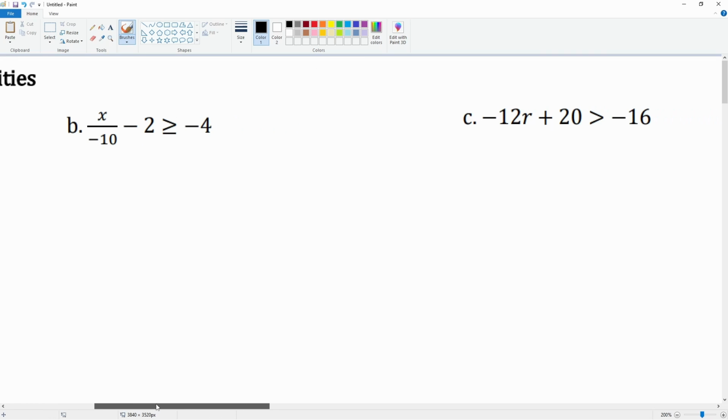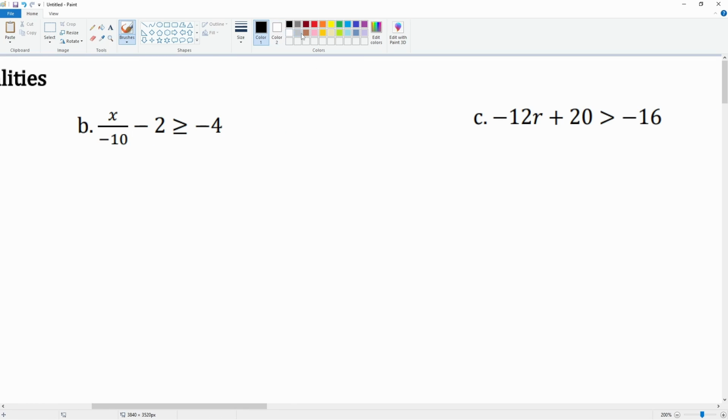All right, let's look at B here. We have x divided by negative 10, subtract 2, it is greater than or equal to negative 4. So we're trying to get the letter alone. So let's deal with this outside term first. So how do you get rid of a negative 2? We're going to add 2 to both sides. Negative 2 plus 2 does cancel, leaving you with just x divided by negative 10. Bring down that inequality symbol. Negative 4 plus 2 does become negative 2.